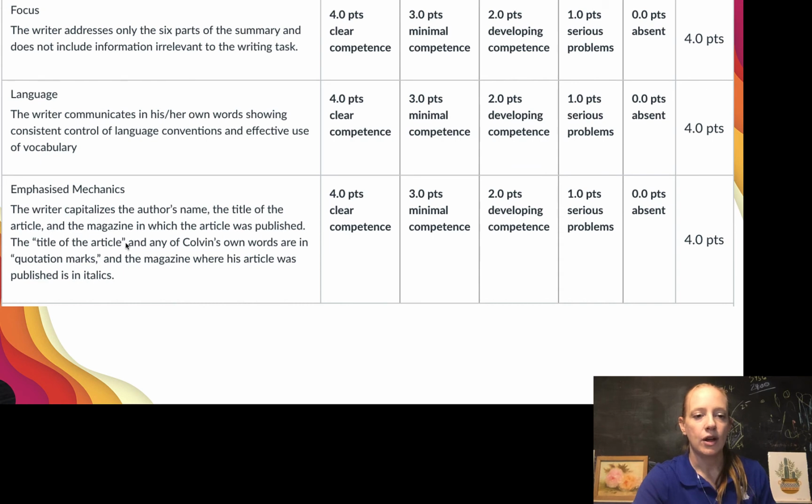Is the title of the article in quotation marks and anything that you used from his article in quotation marks? And then is the magazine, this is the last one, the magazine is in italics. That one, I'm not going to knock you down a full point if you did everything else.